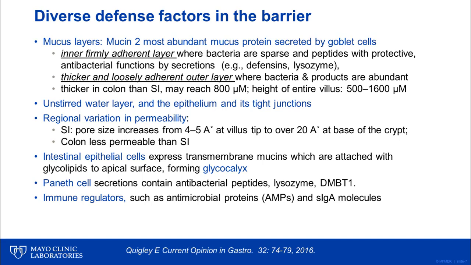The epithelial cell layer itself has transmembrane mucins and the glycocalyx. And then there are the immunocompetent cells, including the Paneth cells, producing lysozyme and antibacterial peptides. And as we said before, the secretory IgA produced by the immunocompetent cells in the lamina propria.